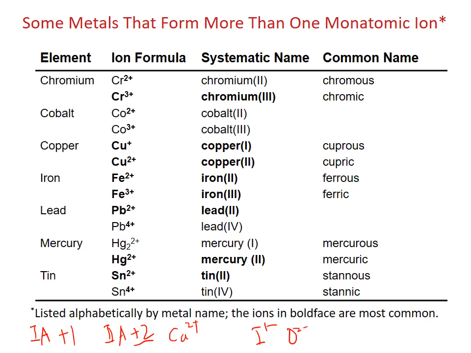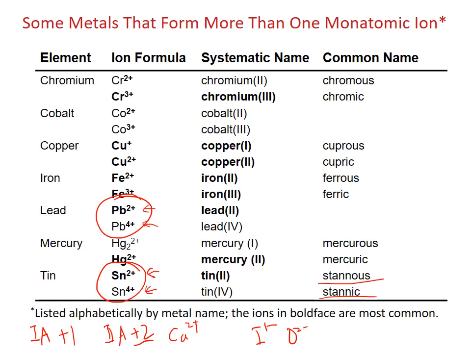All of them have fixed charge except group 4. So group 4 are the exception. Tin, lead. These two are exceptions for main group elements. They have variable charge, either 2 plus or 4 plus. The common name for tin 2 plus is stannous. For 4 plus is stannic. So that's about the main group elements.